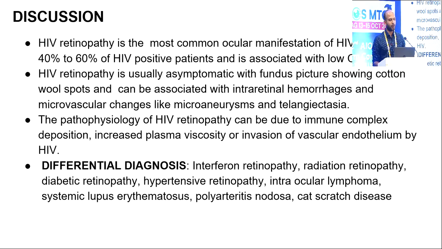HIV retinopathy is the most common ocular manifestation of HIV, seen in 40% to 60% of patients, and is associated with low CD4 counts. It is usually asymptomatic, with the fundus picture showing cotton wool spots, and can be associated with intraretinal hemorrhages and microvascular changes like microaneurysms and telangiectasias.